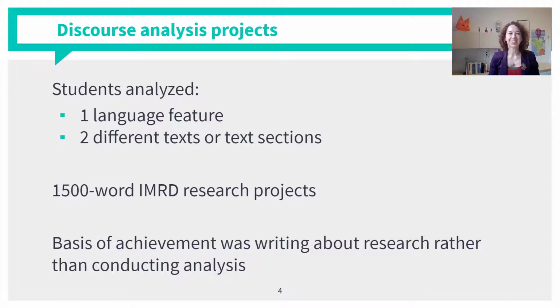So first year international science students, we had to constrain the projects a little bit. Students chose one language feature that they had previously learnt about and compared its use in 2 different texts. So an academic and non-academic text, or maybe 2 sections of the same text, like the introduction and methods. And they chose language features like nominalization, process types, and theme patterns.